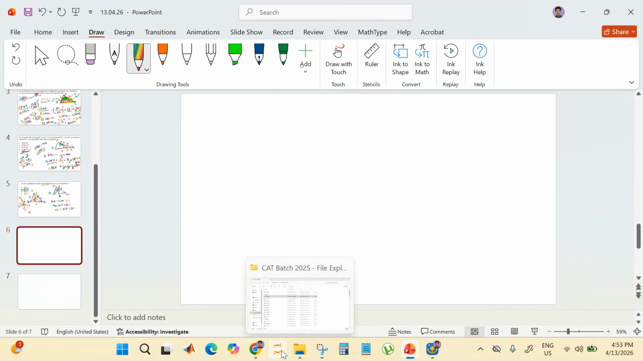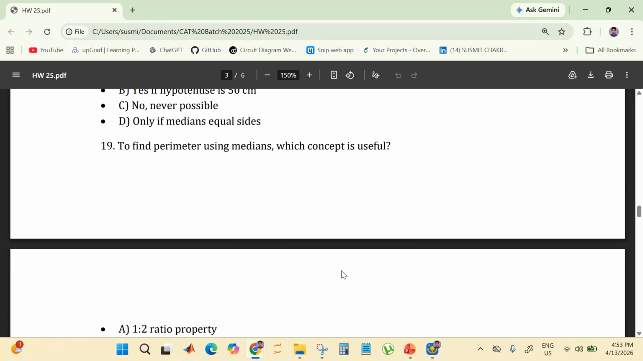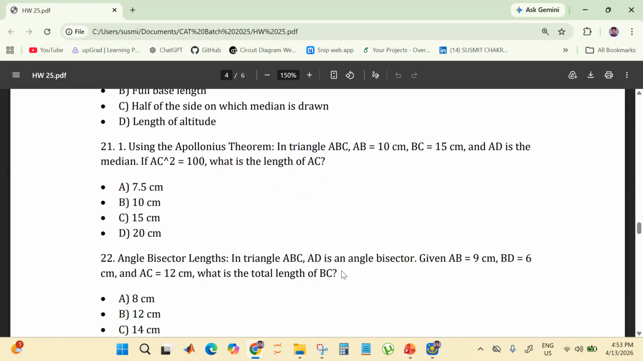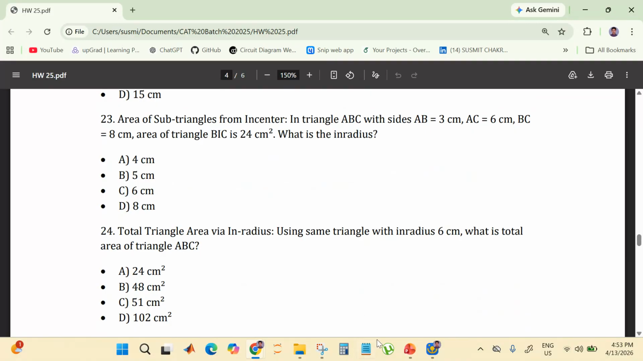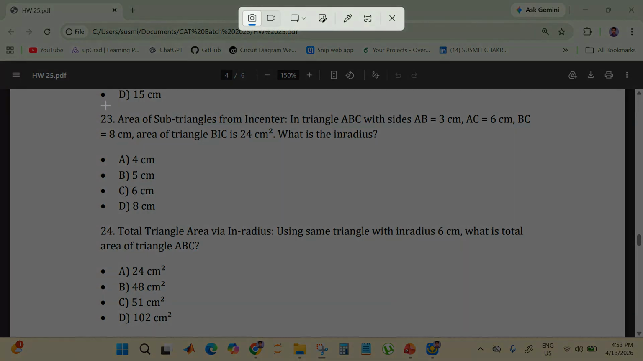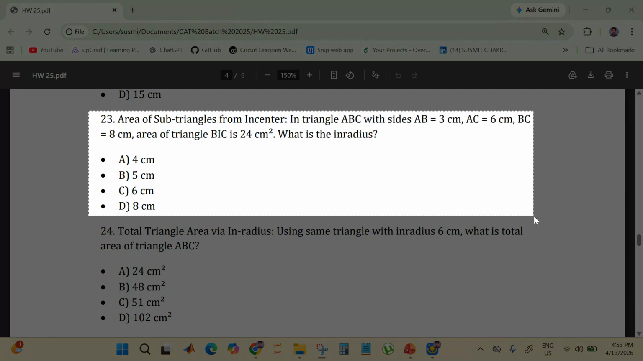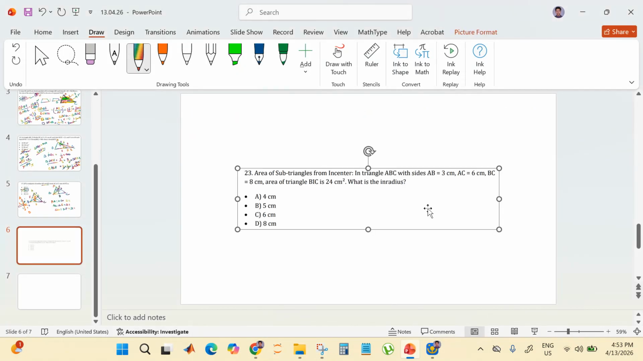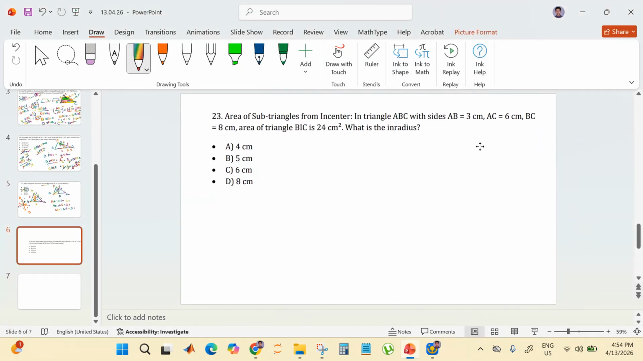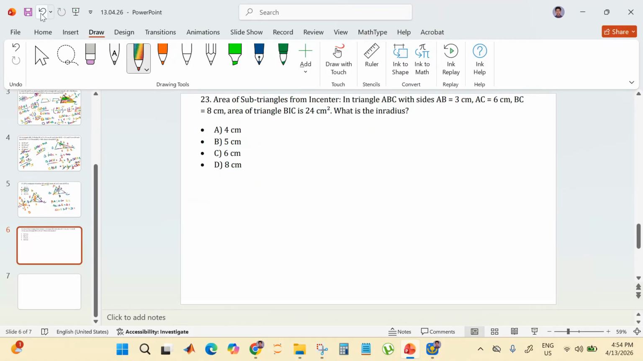Okay, after 17, I would like to move up to 20. Basically, this is up to theory. Okay, 23. So I am taking question number 23 here. Just write it yourself first, then I will start discussing. After 2 minutes, I will start discussing.